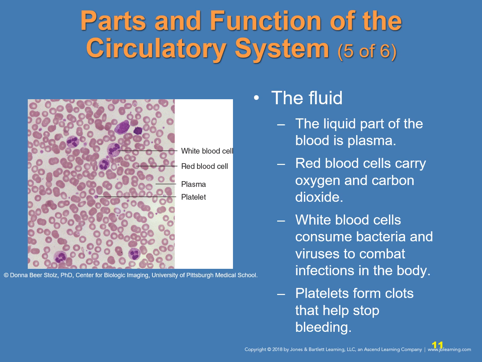The fluid. Fluid in the circulatory system consists of blood cells and other blood components. The liquid part of blood is plasma. Plasma serves as the transporting medium for the solid parts of the blood. Red blood cells carry oxygen and carbon dioxide. White blood cells have a search and destroy function. They consume bacteria and viruses to combat infections in the body. Platelets interact with one another and with other substances in the blood to form clots to help stop bleeding.